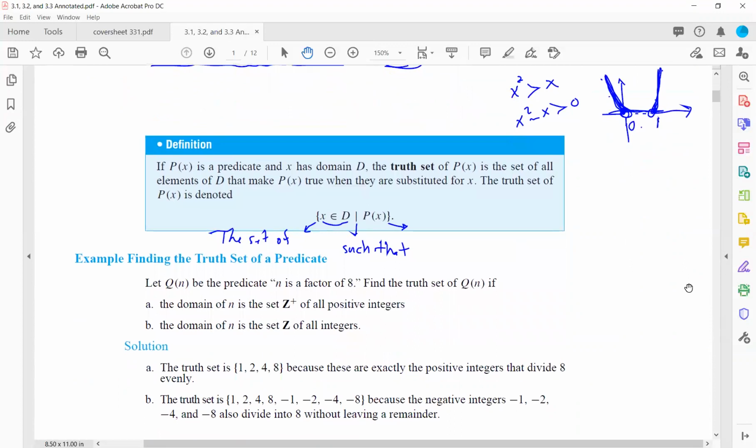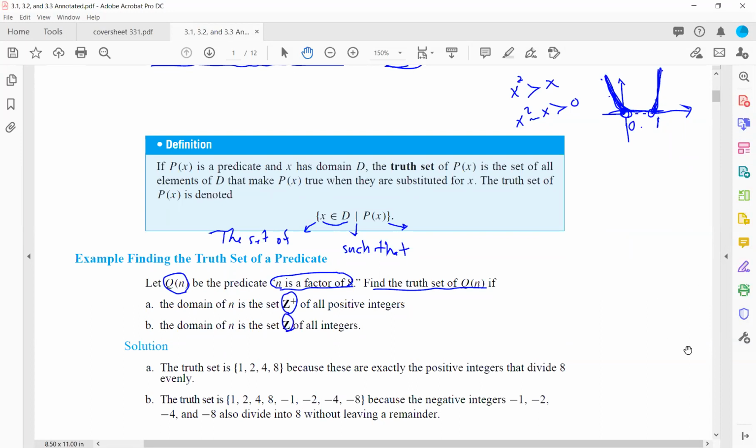Another example. Suppose your goal is to find the truth set of a predicate. Suppose Q of n is a predicate which says that n is a factor of 8. Find the truth set of this predicate given different domains. The first domain is all positive integers. The second domain is all integers.